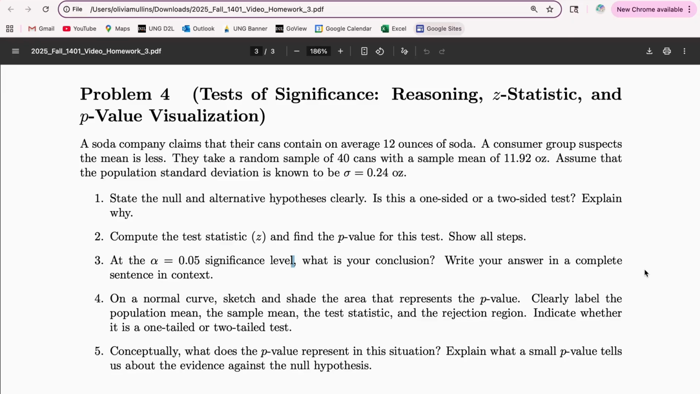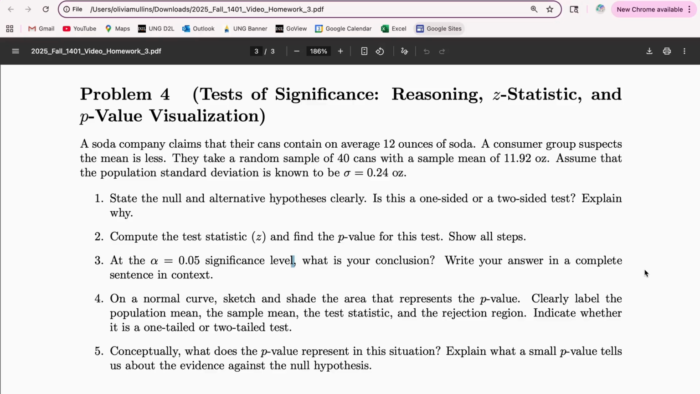Now moving to question 3, it says, at the 0.05 significance level, what is your conclusion? Write your answer in a complete sentence in context. Using a 0.05 significance level, we can see that p equals 0.0174 is less than 0.05. Because the p-value is smaller than our significance level, we reject the company's claim, or the null hypothesis. There is significant evidence that the average amount of soda is less than 12 ounces.